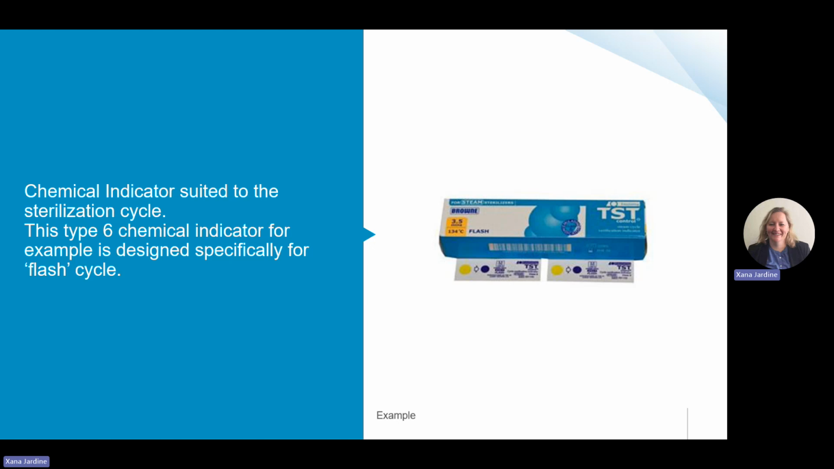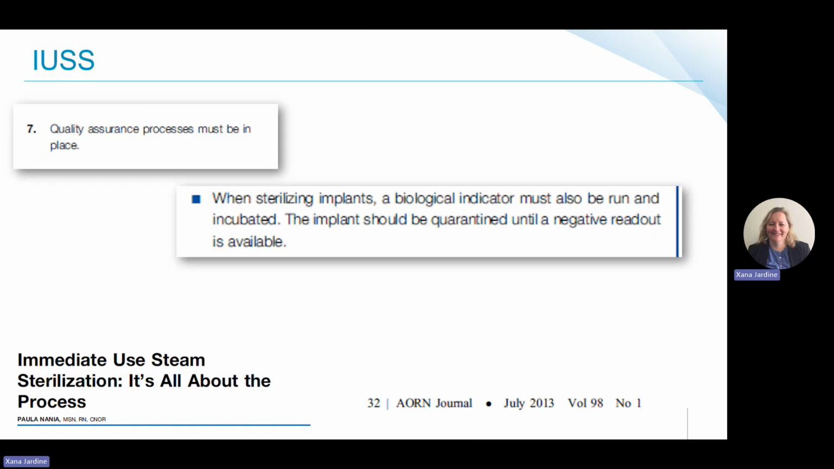Why? Because remember, it's a very wet process. There's very poor drying in this type of cycle. So you don't want a chemical indicator that's going to leak chemistry all over your instruments. So please use a chemical indicator designed for flash. This particular one has got a coating on it to make 100% sure that the ink doesn't end up on the instruments, which in itself would be another potential problem for your patient.